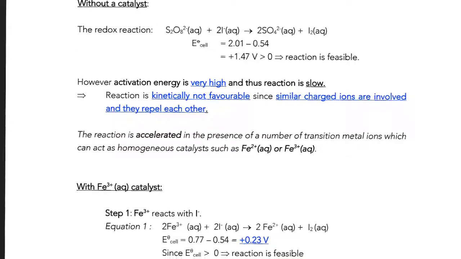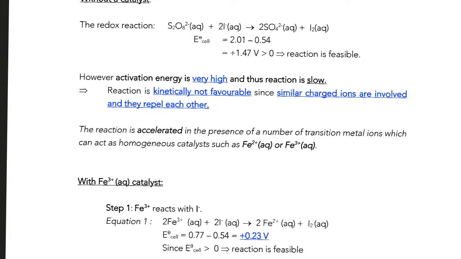If iron 3 reacts first, iron 3 is going to get reduced to iron 2, so it reacts with your iodide first, because that's the one that gets oxidized. So you notice here iron 3 can get reduced by your iodide, and this E0 cell is positive. So this reaction is feasible, and of course this is a favorable interaction, because you have a cation reacting with an anion.